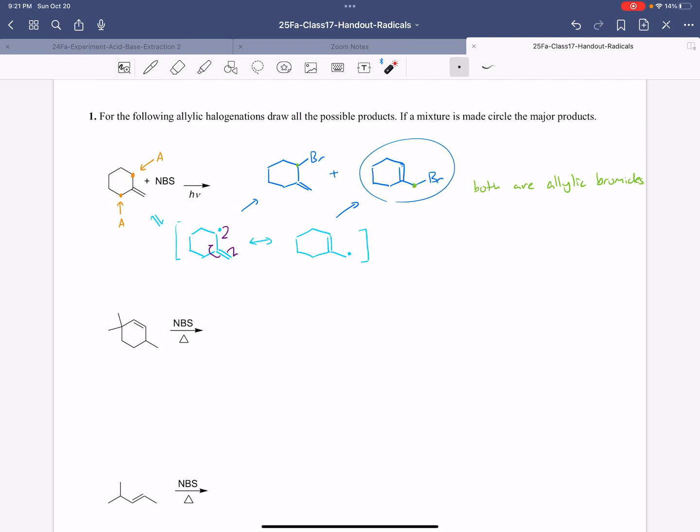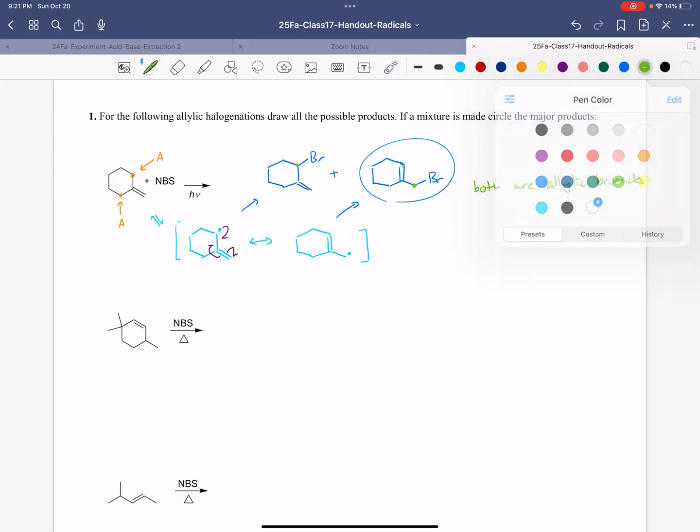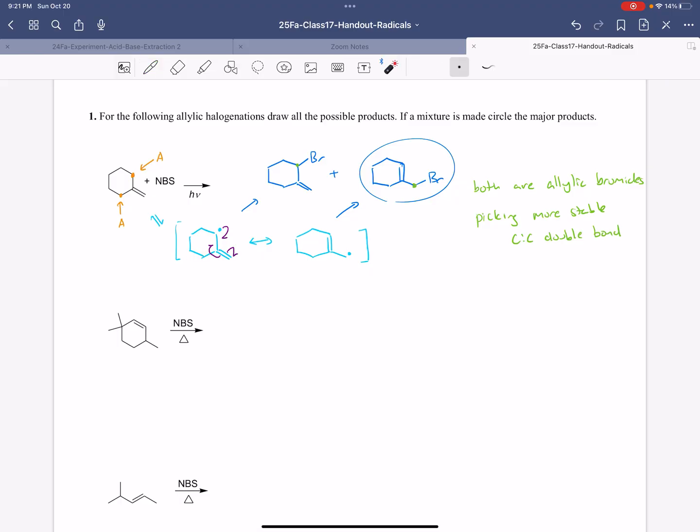Okay? The other thing is, it's kind of a shortcut. Just because the radicals have different stabilities, you can't use the stabilities of the radicals to determine the stability of the products. You're only looking at the alkenes, the double bond. So again, just as a reminder, you're picking the more stable C=C double bond, or the more stable alkene, regardless of the stabilities of your radicals.